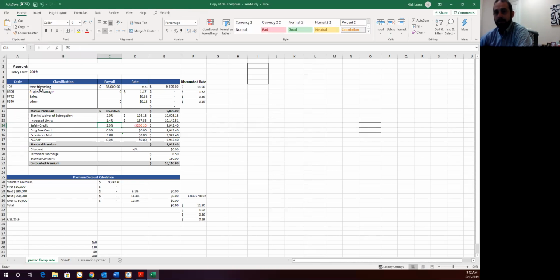I say, hey, what about drug-free? They say, I'm not going to get any workers, so we don't add that in. We can see here that based on these rates, with the increased limits, safety credit, and this terrorism surcharge and expense constant, their costs are going to be about $10,110. So while, yes, the rate's there of 1154, it's really not a discounted rate because they don't have quite enough payroll yet to experience some of the benefits of the discount. But they're going to get charged $11.90 on average if they hit that number.